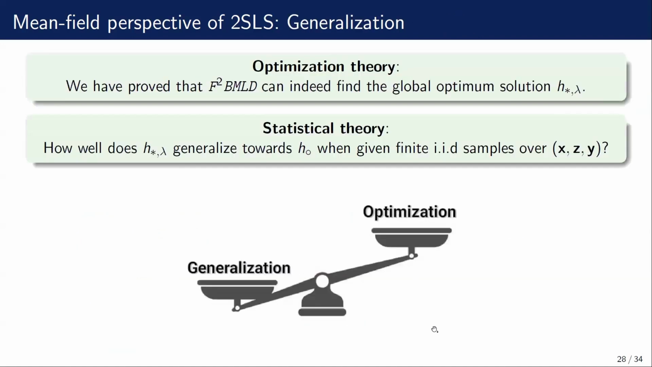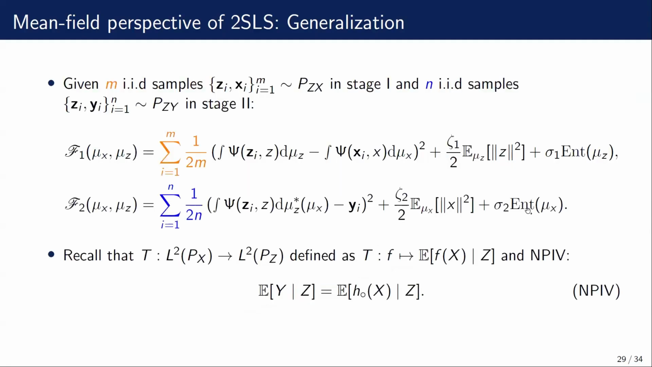So now finally the optimization bit is done. Now we have another bit, which is the generalization. So how well does the optimal neural network approximate the H circle given IID samples, right? So here we consider M IID samples in stage 1 and N IID samples in stage 2. We write our objective with respect to the empirical average over the M samples and the samples in the 2 stages. And recall that our conditional expectation operator T is this guy.